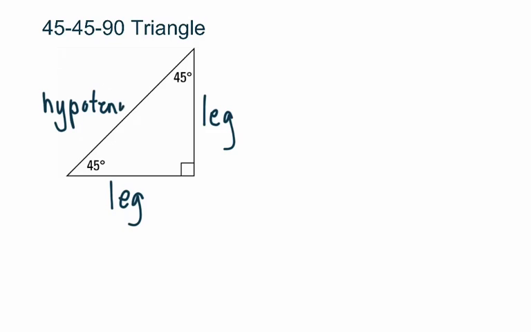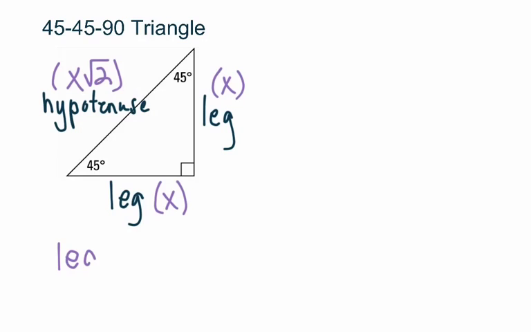Now the relationship that spawns from this is whatever the leg is, so let's call this x. Of course the other side is going to be x because we're dealing with an isosceles triangle, but the hypotenuse is going to be whatever the leg is times the square root of 2. So we're going to call this x square root of 2. The leg times the square root of 2 is equal to the hypotenuse.